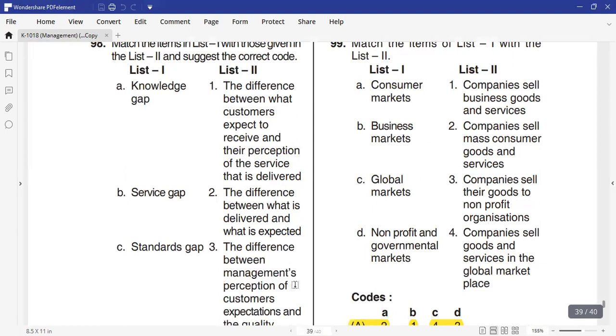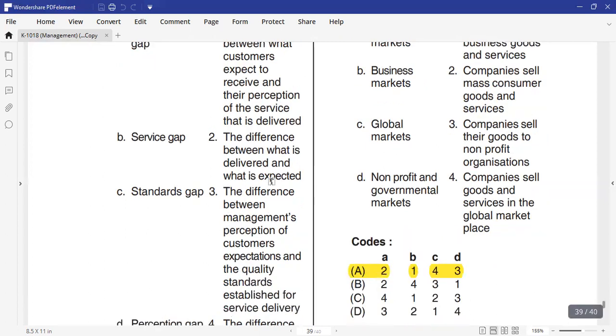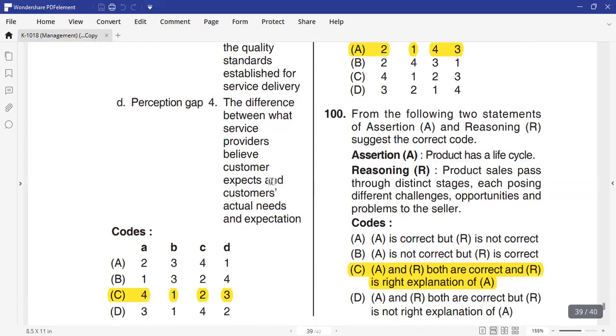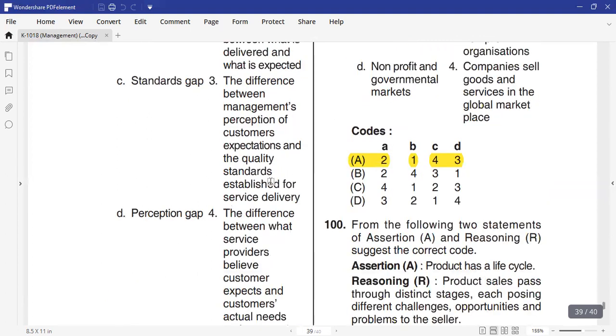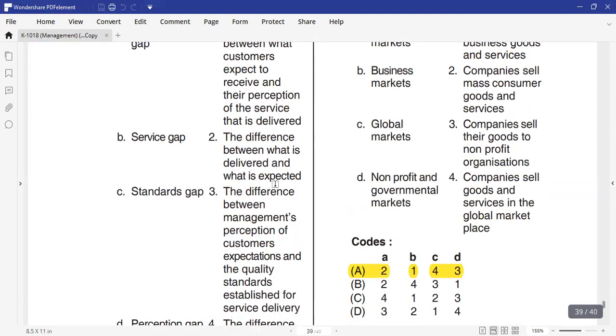So service gap is nothing but the difference between what the customer expects to receive and the perception of the service that is delivered. That is what the customers are expecting versus what the company is giving. When the customer perceives a difference, this is actually called the service gap. Next, we have C. C is 2. So standard gap is nothing but the difference between what is delivered and what is expected.